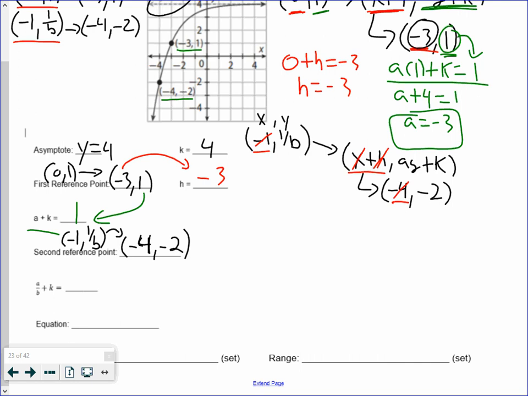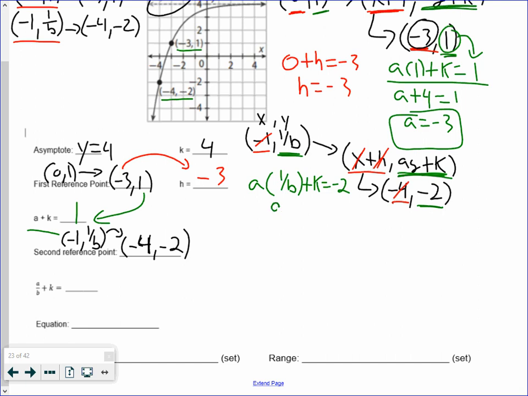So we're going to skip that part, because what's important for our second reference point is solving for our b. That is the reason we still use our second reference point, because we need to figure out what b is. We have our a, our h, and our k. We still need to solve for our b. So when our y value is 1 over b, and we put that into our transformation rule of ay plus k, that gives us -2. That's the second reference point. Our y is 1 over b, so we get a times 1 over b plus our k gives us -2.